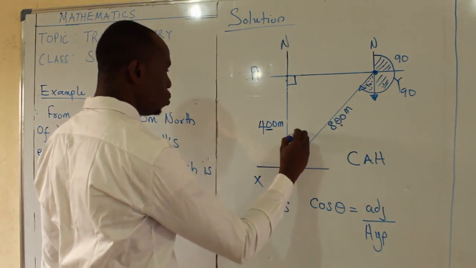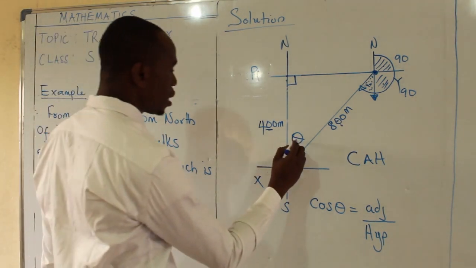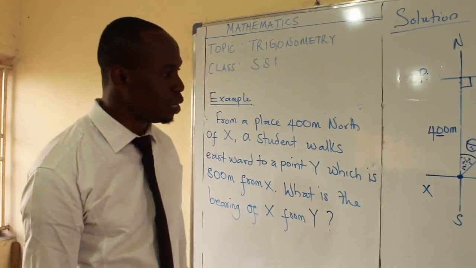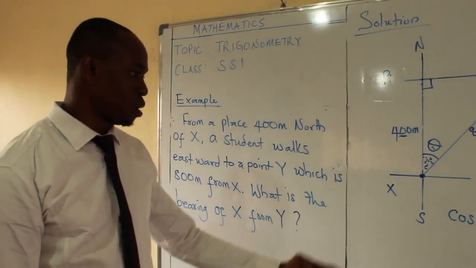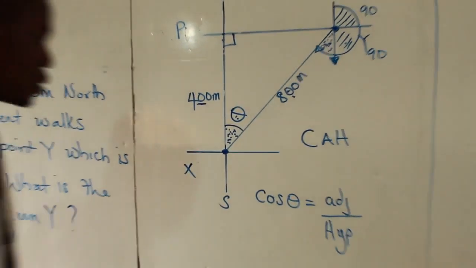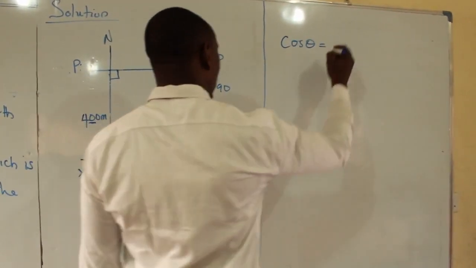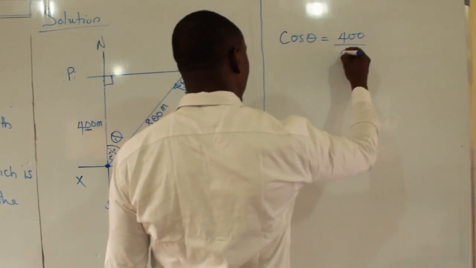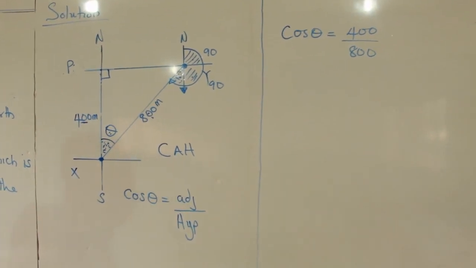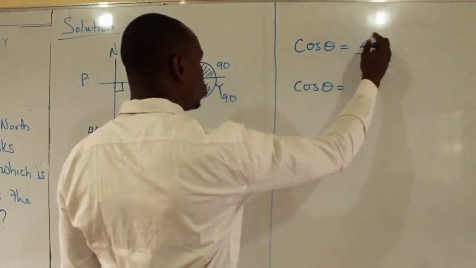What we were not told in this question is this angle, and we had said that if we can get this angle, we relate it to this point, and then we get the required bearing of x from y. Now, how do I get that angle? We've related it to cosine being equal to adjacent over hypotenuse. So I write that cos theta is equal to 400 over 800, knowing that the adjacent is 400 and the hypotenuse is 800. So I can use a calculator to break this down.